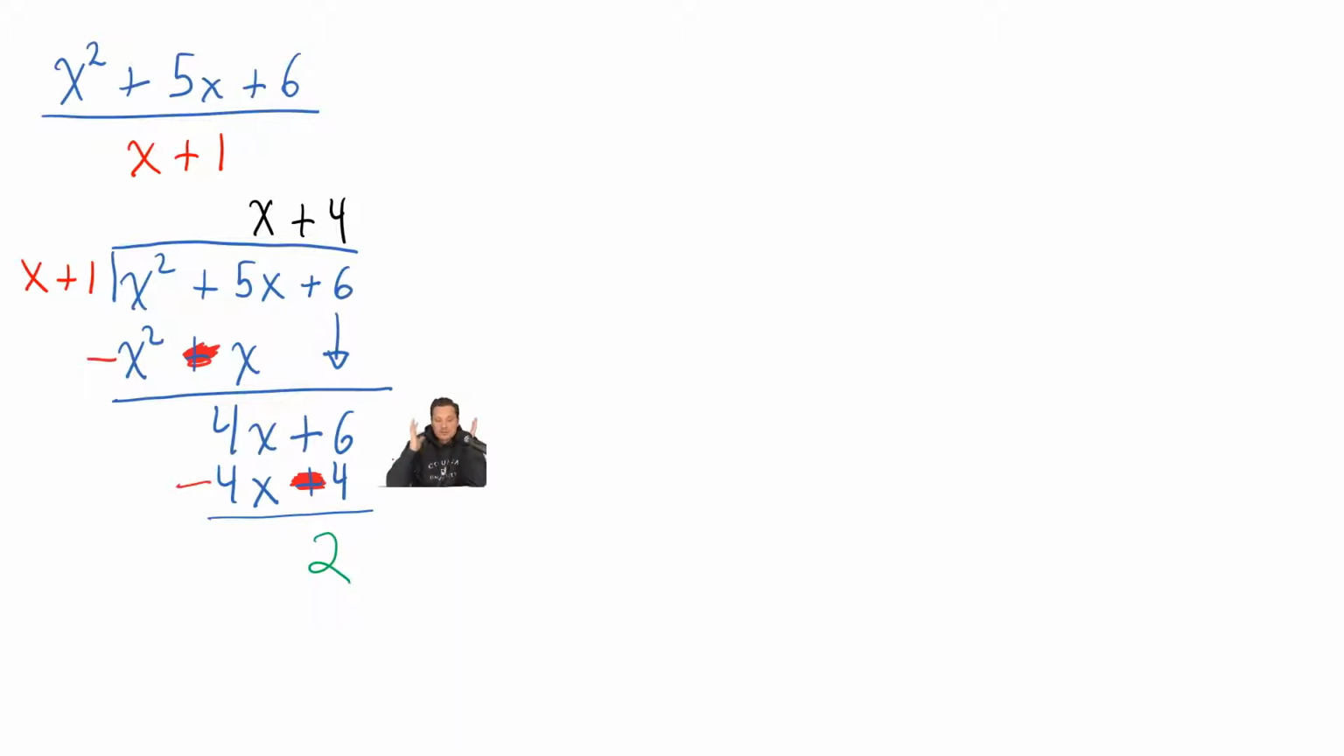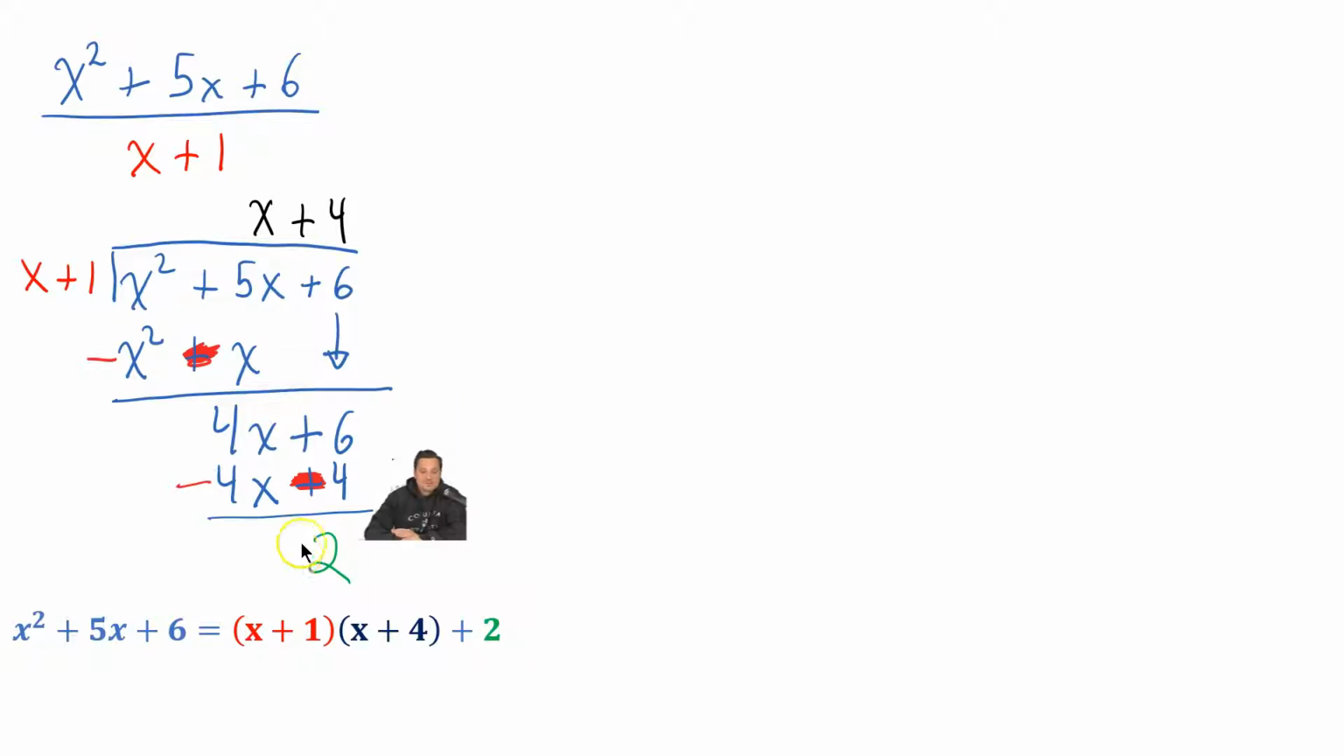A way to interpret this work is as follows. What it states is the following, that x squared plus 5x plus 6 on the bottom there is equivalent to taking the x plus 1 in red, multiplying by the x plus 4 in black, that's the quotient, and then adding the remainder at the end.